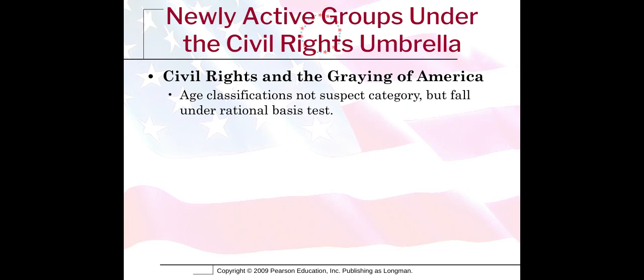But there's not a suspect category with that, but they have to fall under the rational basis test. So for instance, when I say you can't discriminate against someone based on age, you also have to be rational with it. If I own a moving company and I need someone to move heavy furniture, I can, under the rational basis test, refuse to hire an 80-year-old person who is weak versus a 20-some-year-old man. So that's an example where it's okay.